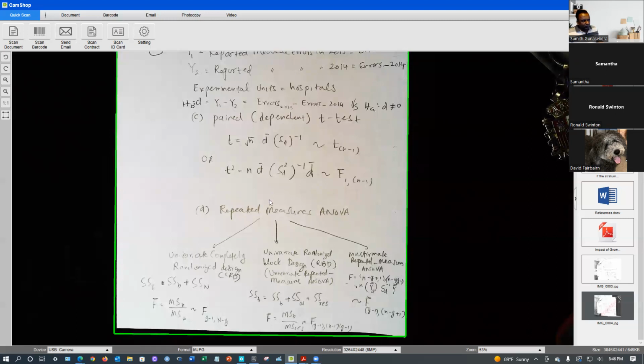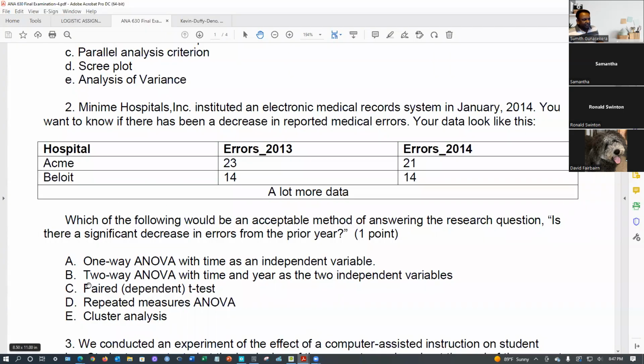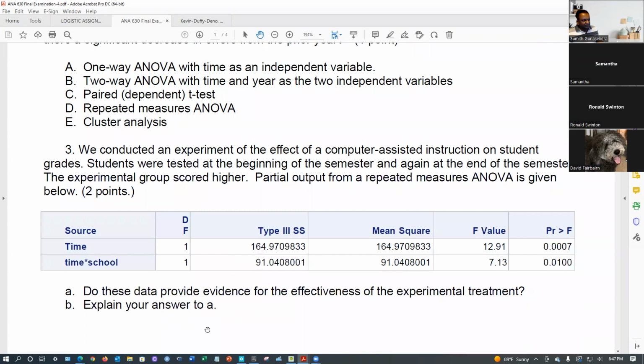So that's number 2. Number 2's answer should be, for this kind of scenario, you can tackle it with a paired dependent t-test or repeated measures. We conducted an experiment on the effect of computer-assisted instruction on student grades. Students were tested at the beginning of the semester and again at the end of the semester. The experimental group scored higher. Partial output from the repeated measures analysis is given below.